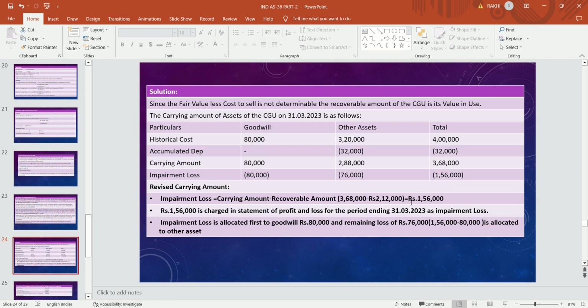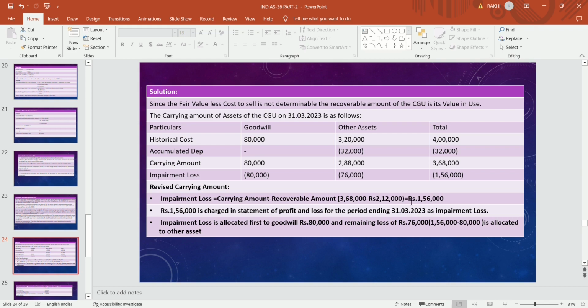and this impairment loss is allocated to the carrying value on a pro rata basis. Firstly, it will adjust with the amount of goodwill, and any remainder with the other assets. So there is a carrying amount of 80,000 in goodwill. So goodwill is fully written off. That loss is to be allocated fully against the carrying amount of goodwill, that is 80,000, and the remaining is 1,56,000 minus 80,000. It becomes 76,000. It will be adjusted with the other asset.